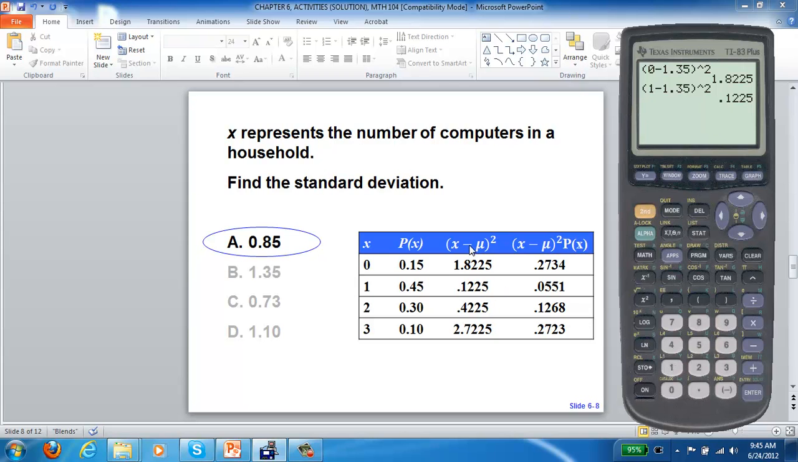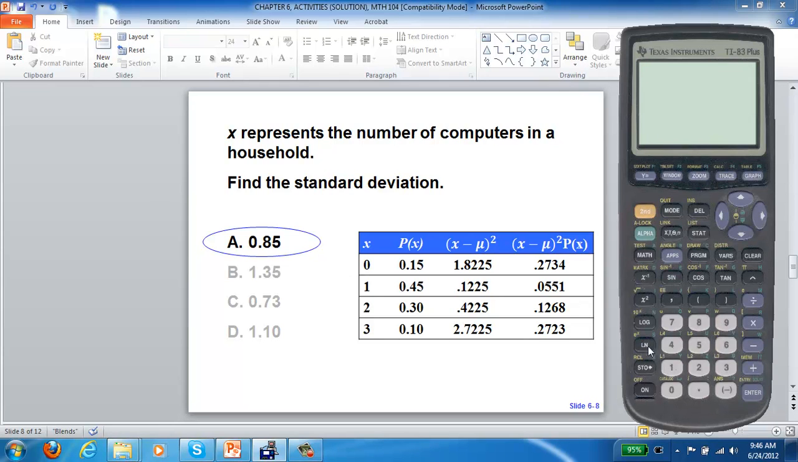And then after you calculate the x minus mu square, you multiply with p of x. That means you multiply 1.8225 times 0.15. So you can see, for example, that 0.15 times 1.8225 is equal to 0.2734. Let me do the next one. 0.45 times 0.1225 is equal to 0.0551, and then you continue.